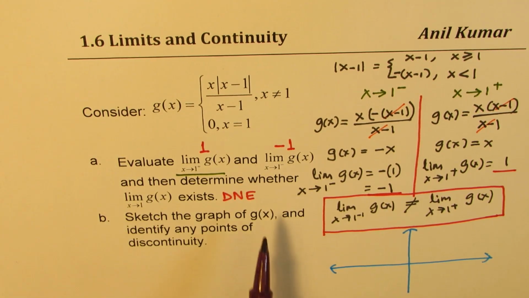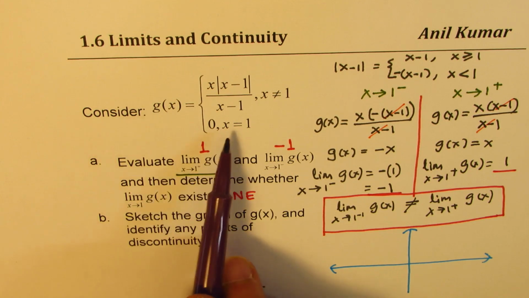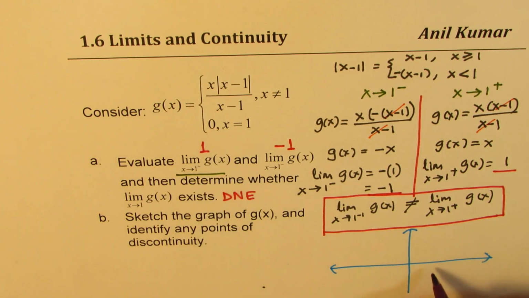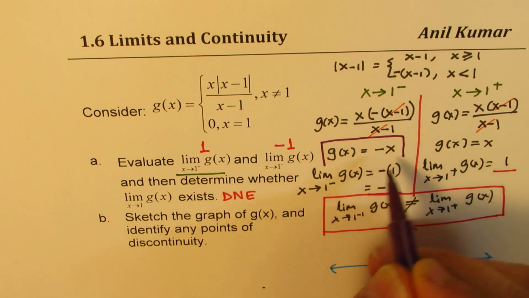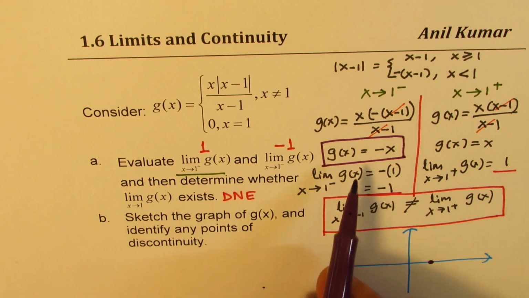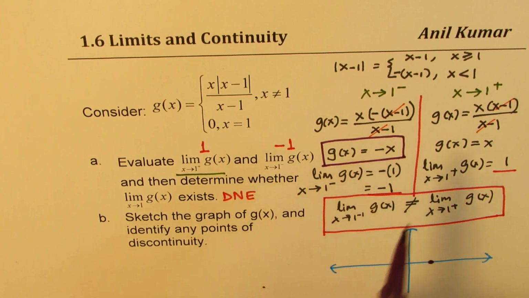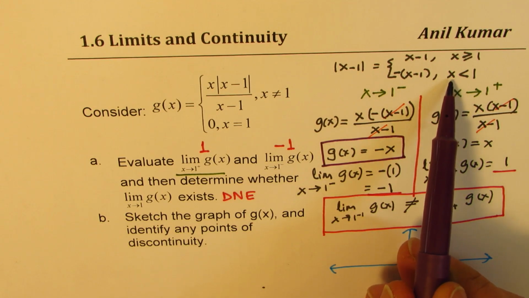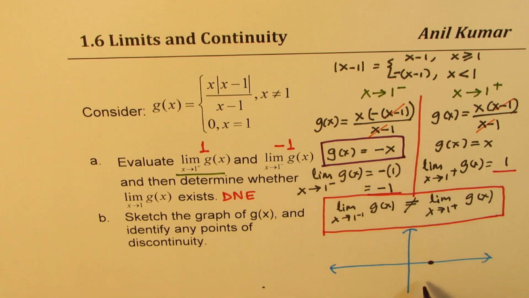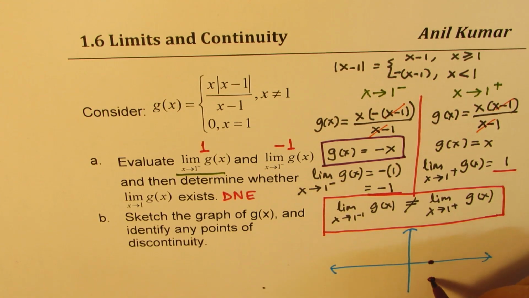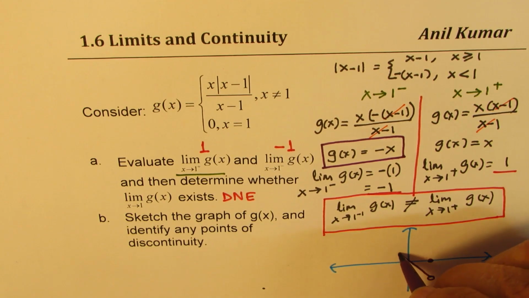So what we are given here is that at x equals 1, the function is 0. So let's say this is x equals 1, the function is 0. What we found is that g of x is equal to minus x when you are working in the domain x less than 1. So if I put 1 here, I get minus 1. If I put 0, I get 0. So this will be the graph going through the origin.